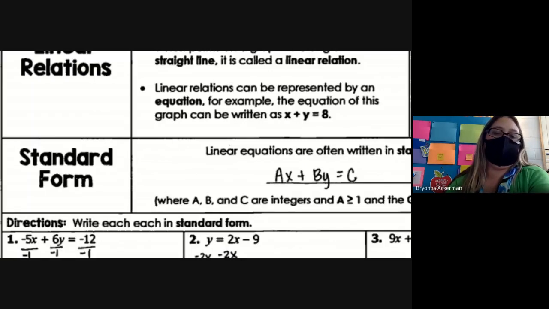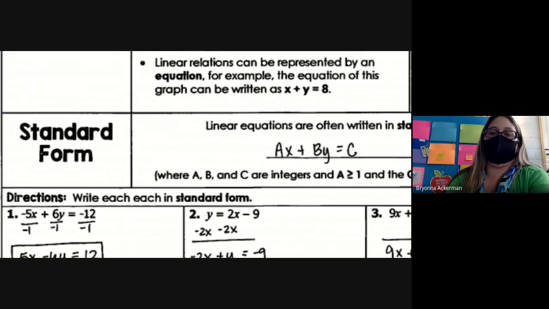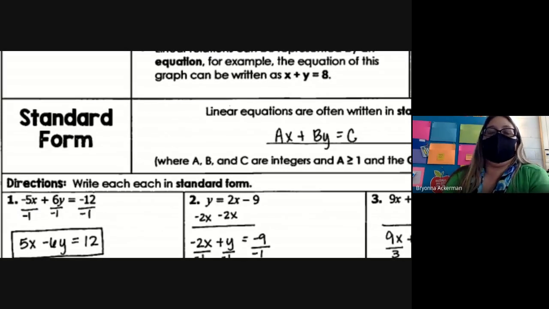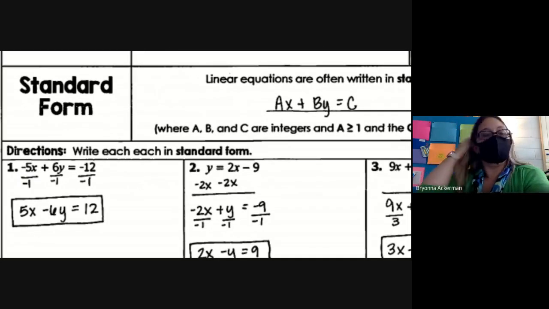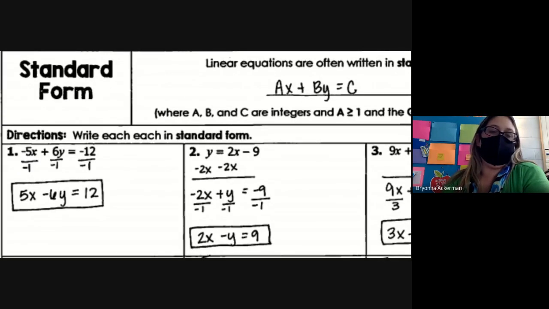So standard form means the x and the y need to be on the same side and the constant needs to be on the right side. So I got to move the 2x over. So I'm going to do minus 2x to both sides. But then I fall into the problem of A is a negative again. So I also have to divide everything by a -1. So my final answer is 2x minus y equals 9.